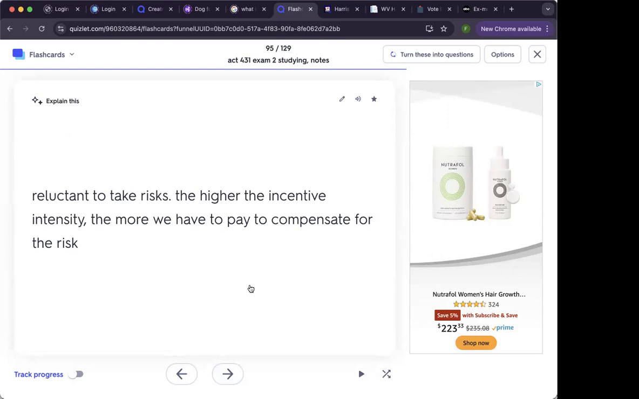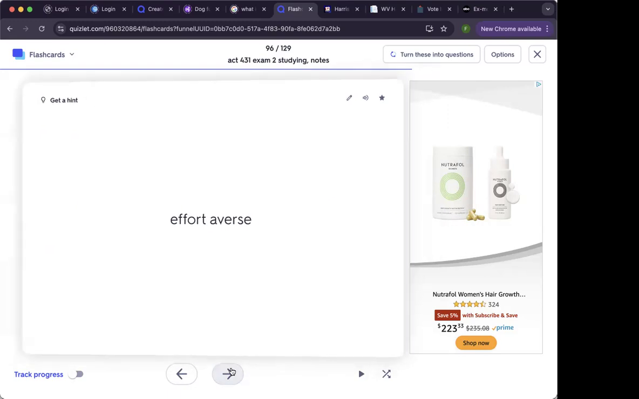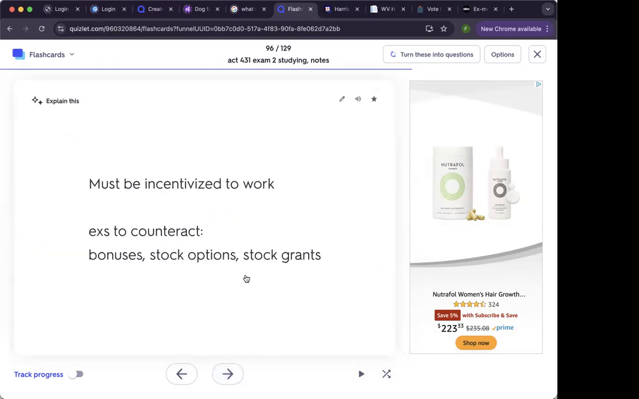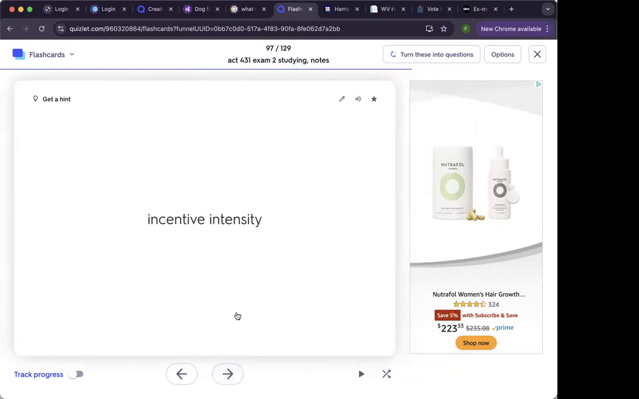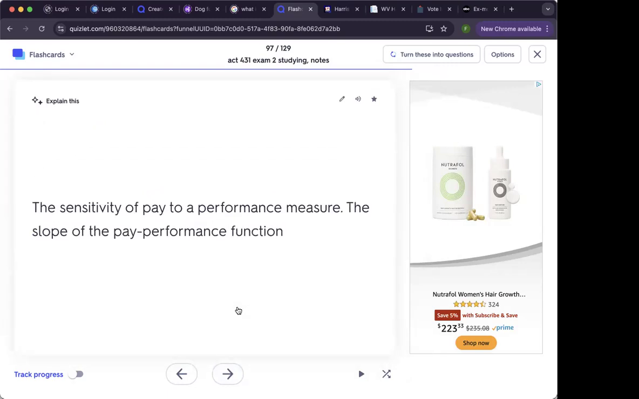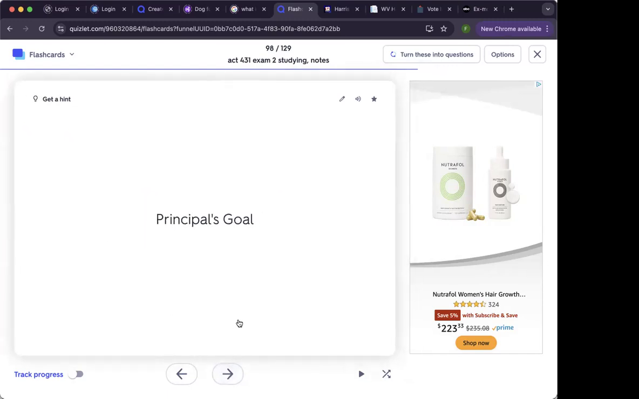The higher the incentive intensity, the more we have to pay to compensate for the risk. Effort averse, must be incentivized to work. Examples to counteract: bonuses, stock options, stock grants. Incentive intensity, sensitivity of pay to a performance measure, the slope of the pay performance function.